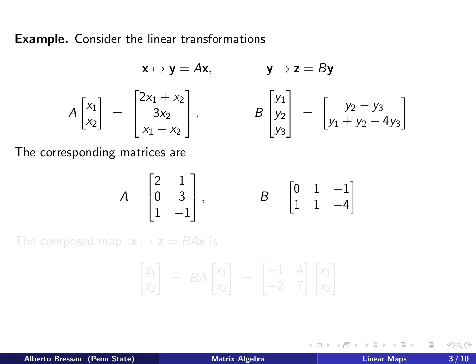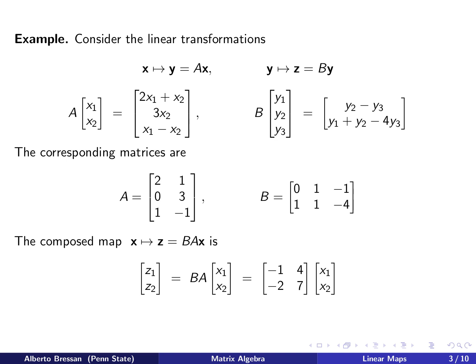Okay, so we can recover the matrices A and B by just collecting the coefficients and putting them in the corresponding positions. And we'll get A to be this, 2, 1, 0, 3, and 1, negative 1 here. And then the same for B. B is now a 2 times 3 matrix, and then 0, 1, negative 1 here, 1, 1, negative 4 here.